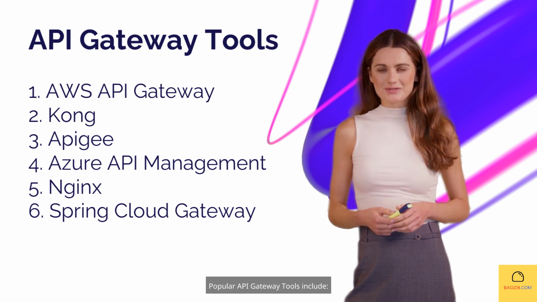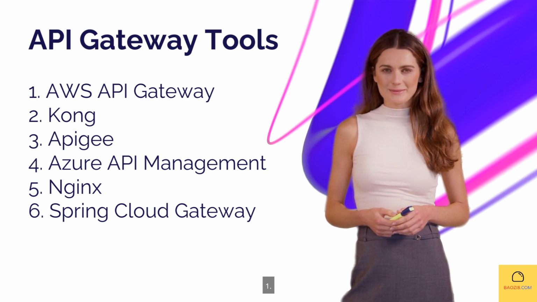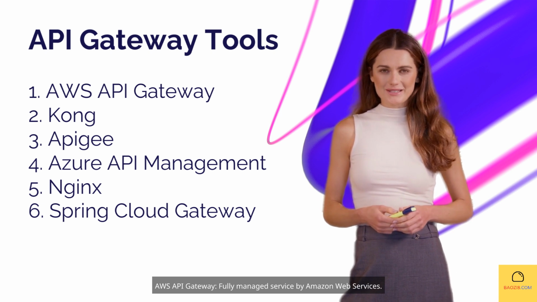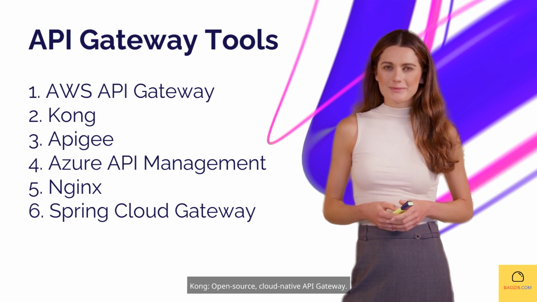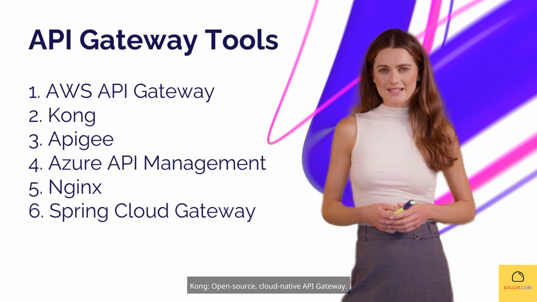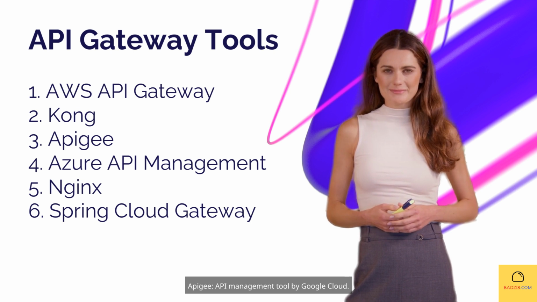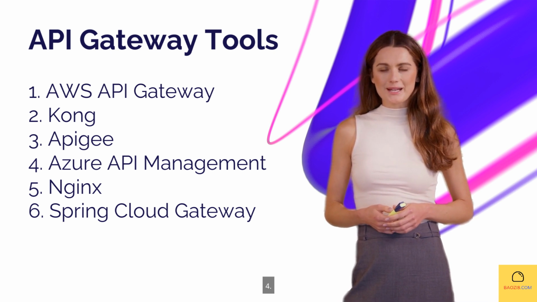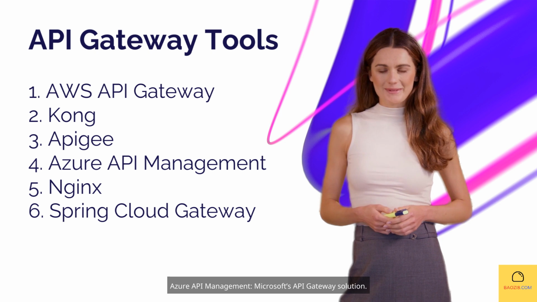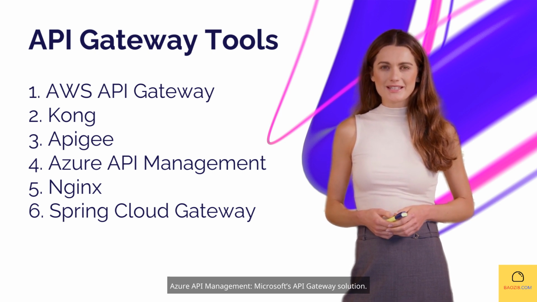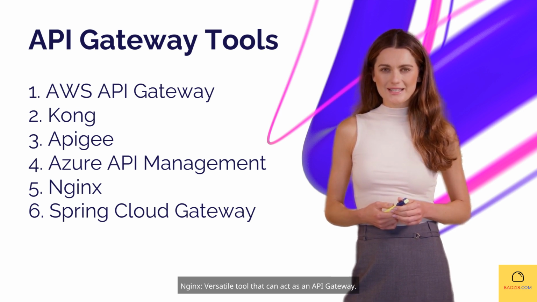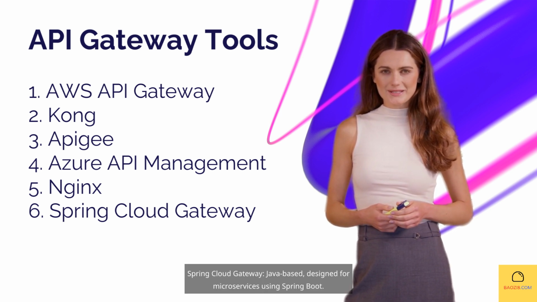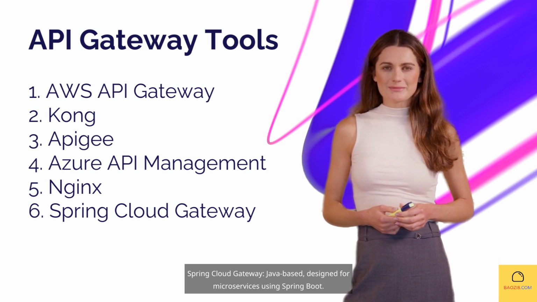Popular API gateway tools include 1. AWS API Gateway, fully managed service by Amazon Web Services. 2. Kong, open source, cloud-native API gateway. 3. Apigee, API management tool by Google Cloud. 4. Azure API Management, Microsoft's API gateway solution. 5. Nginx, versatile tool that can act as an API gateway. 6. Spring Cloud Gateway, Java-based, designed for microservices using Spring Boot.